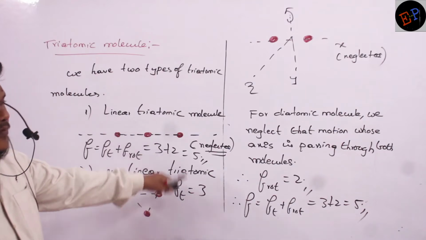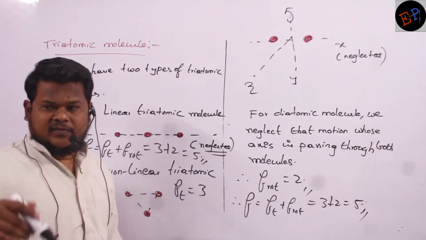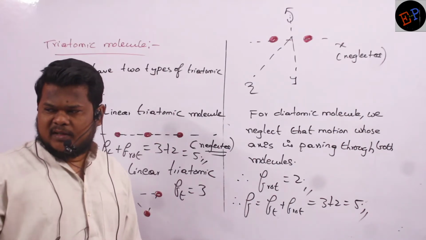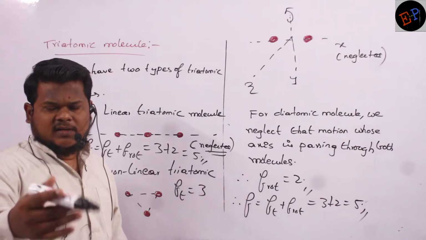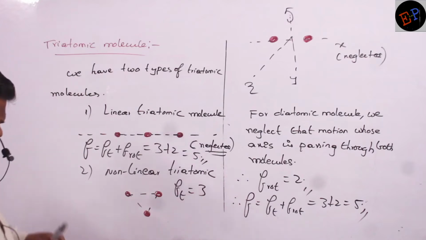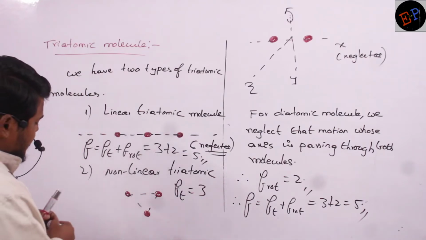Actually translational freedom will always be 3. Whether it is monoatomic, diatomic or triatomic, this is always present. Molecules can always travel along the x-axis, y-axis and z-axis. Clear? Now coming to rotational freedom.